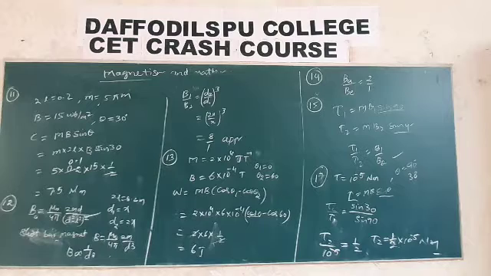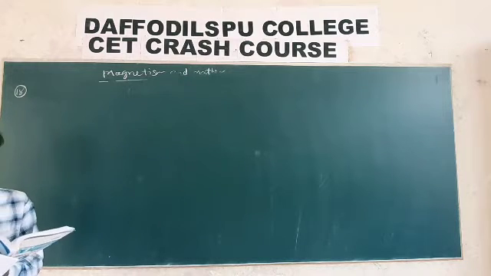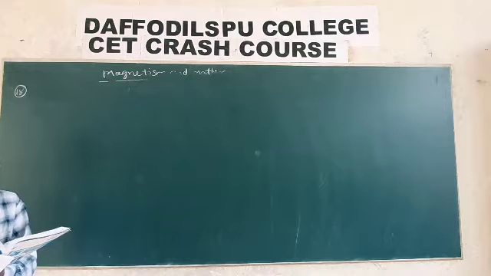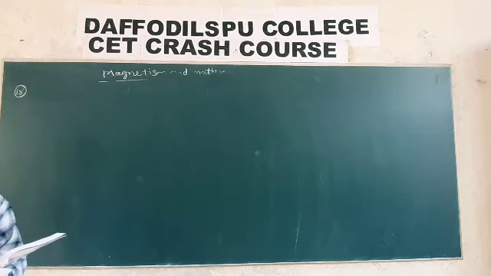Similarly, question 21. If the Earth's magnetic field at this point is 0.3 Gauss, what is the magnetic moment of the magnet? On the axial line, B is equal to mu naught by 4 pi into 2m by d cube. You need to find the magnetic moment.